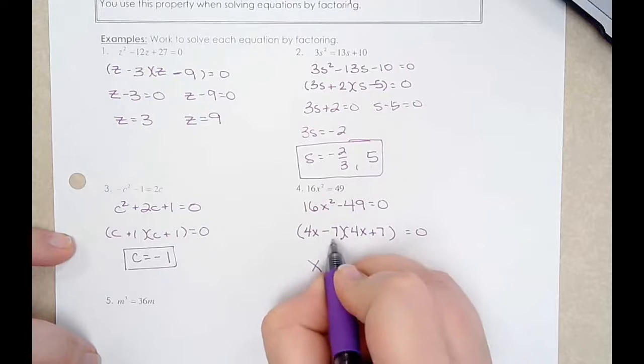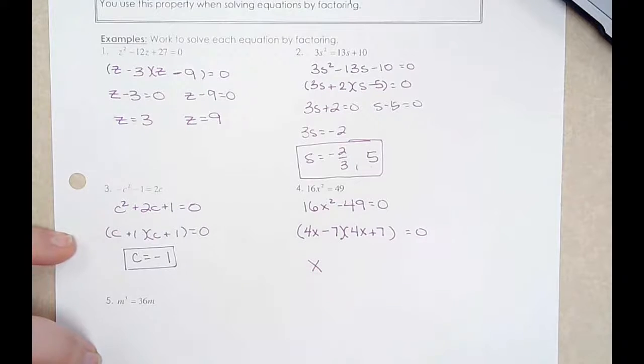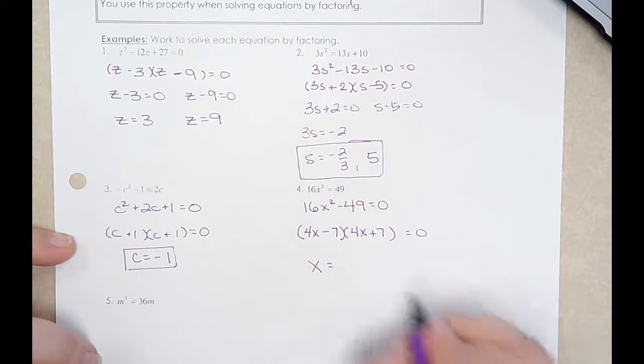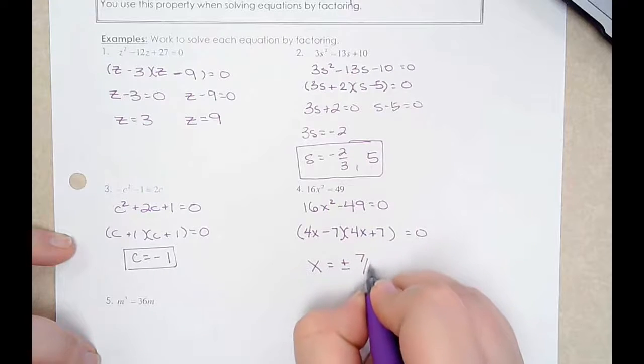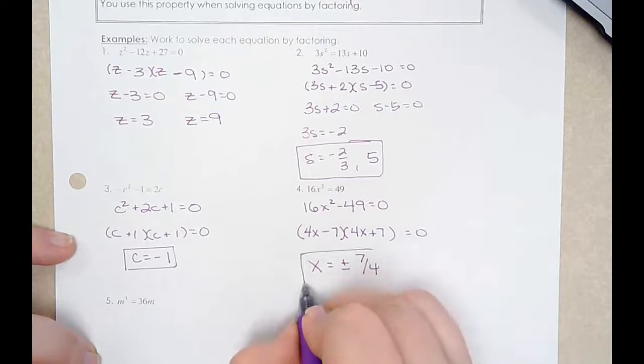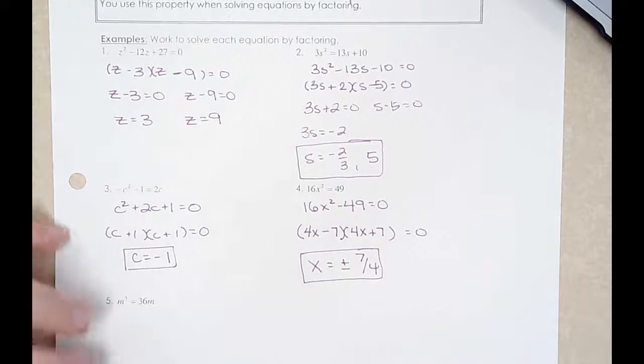When I solve these, the only difference is one is going to be +7/4 and one is going to be -7/4. So what I'm going to do is just write x equals plus or minus 7/4, save myself some time.